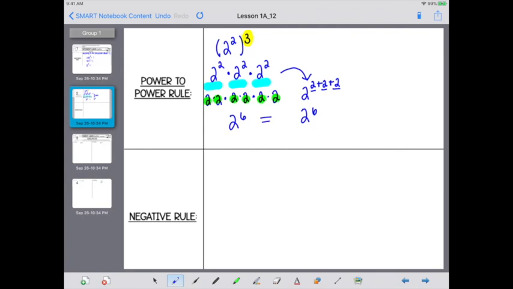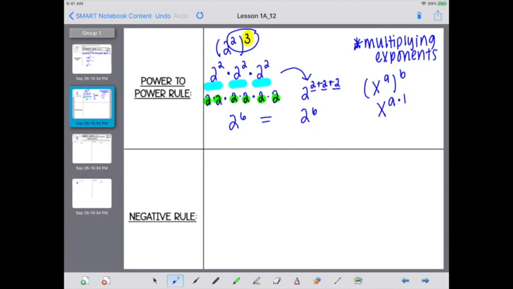So if you look at your exponents that are in your problem, a power to power, the key thing is here you're multiplying your exponents. So in algebraic terms, let's say we have x to the a power all raised to the b power. That means you take x to the a times b in order to get your answer. We're multiplying exponents.